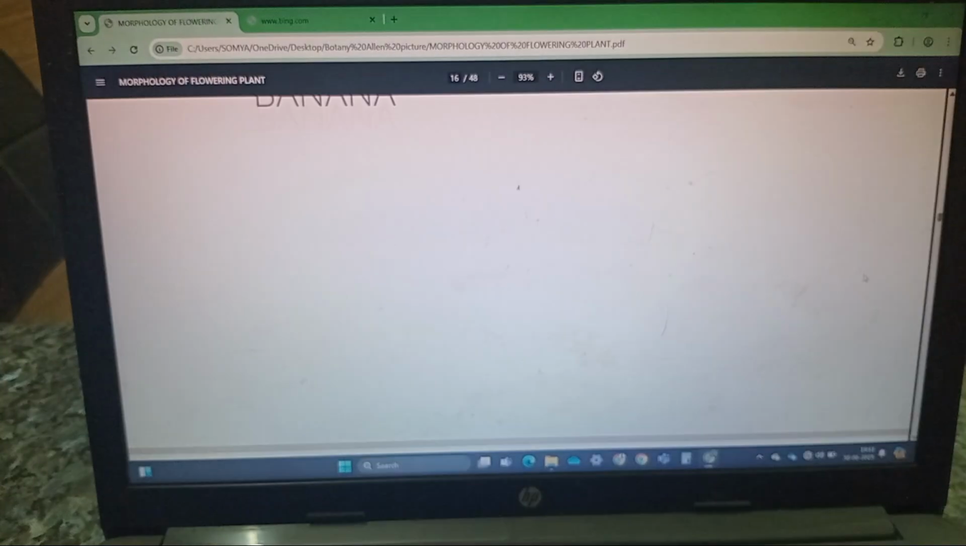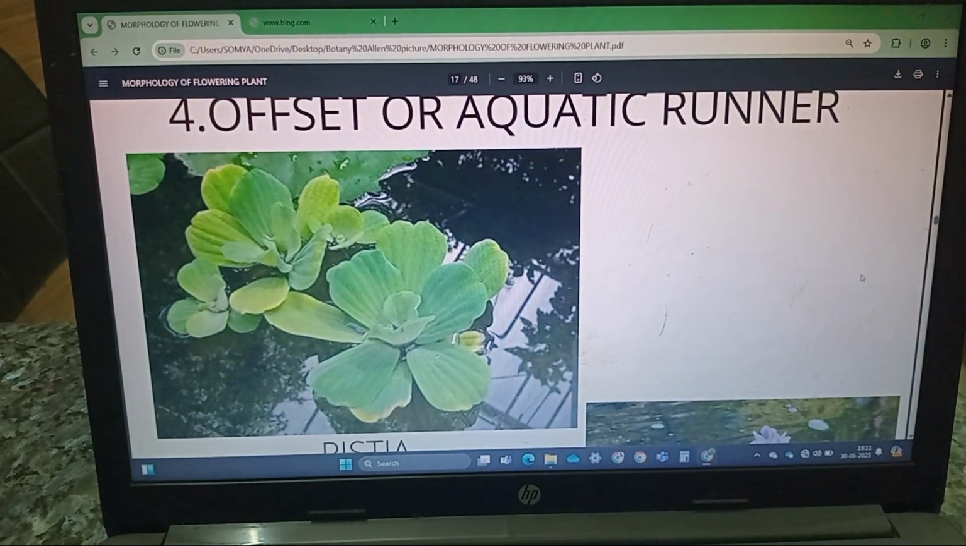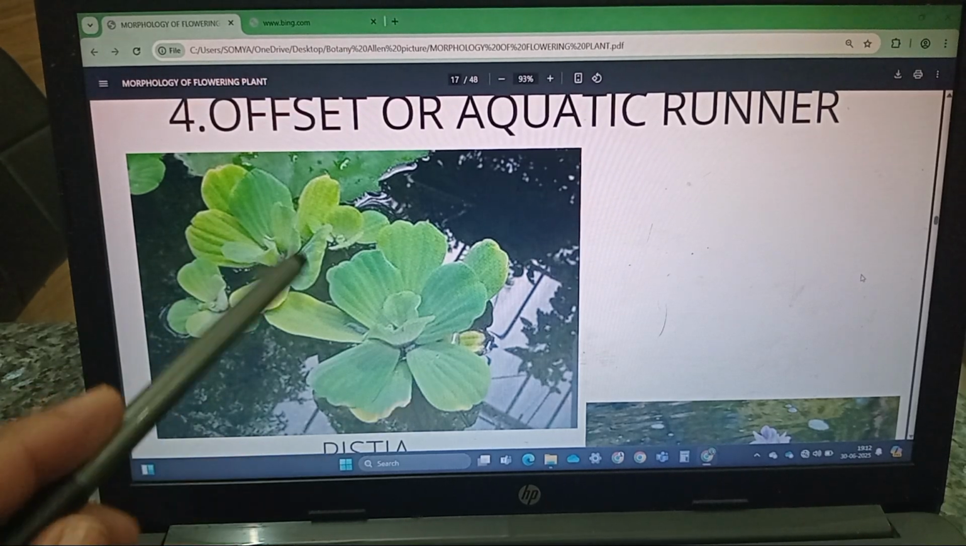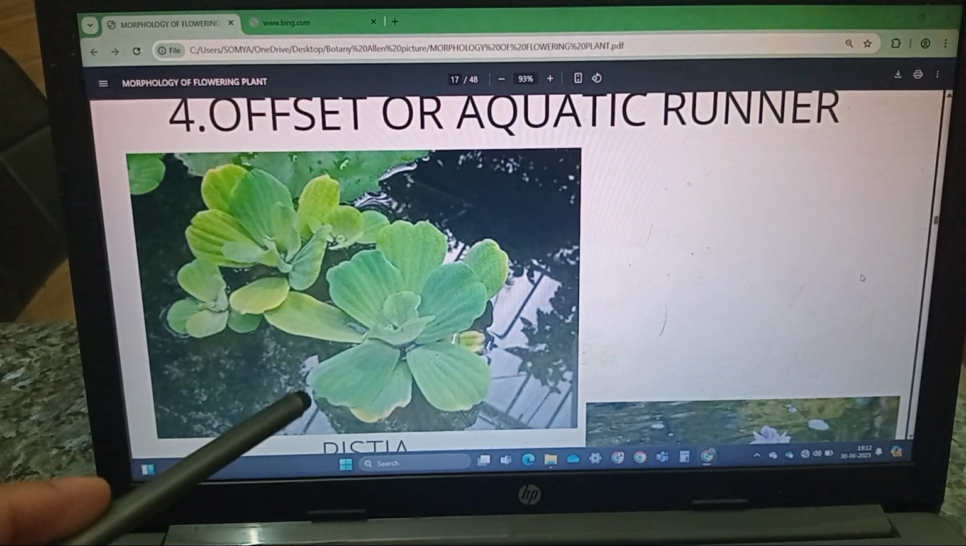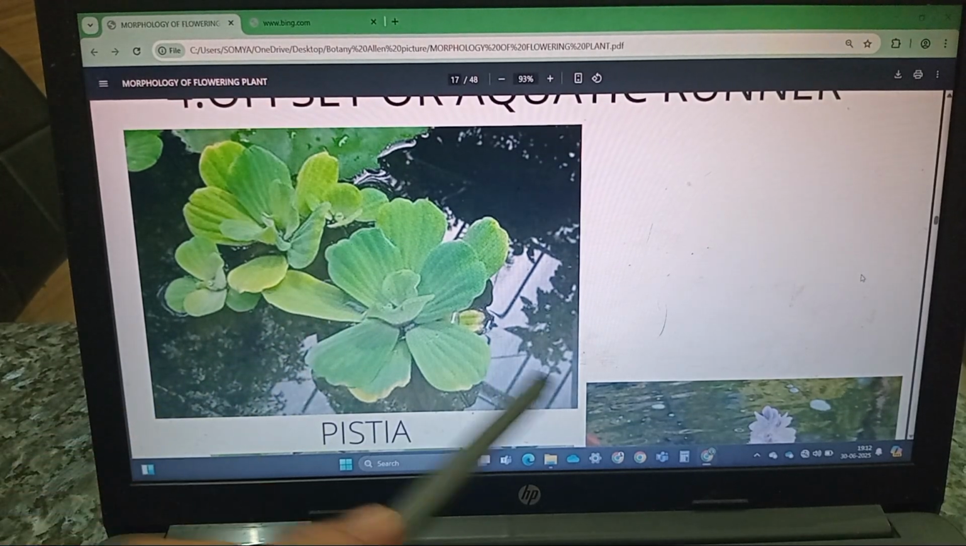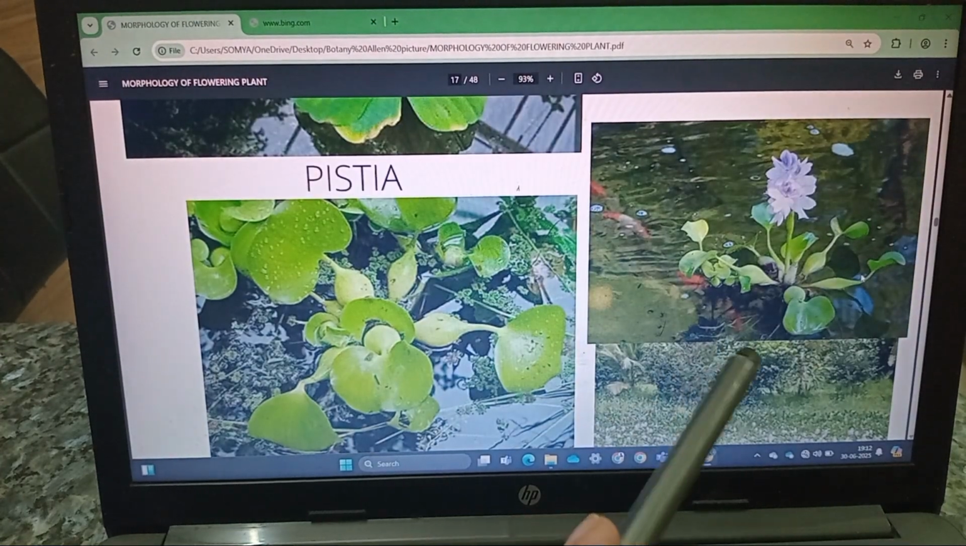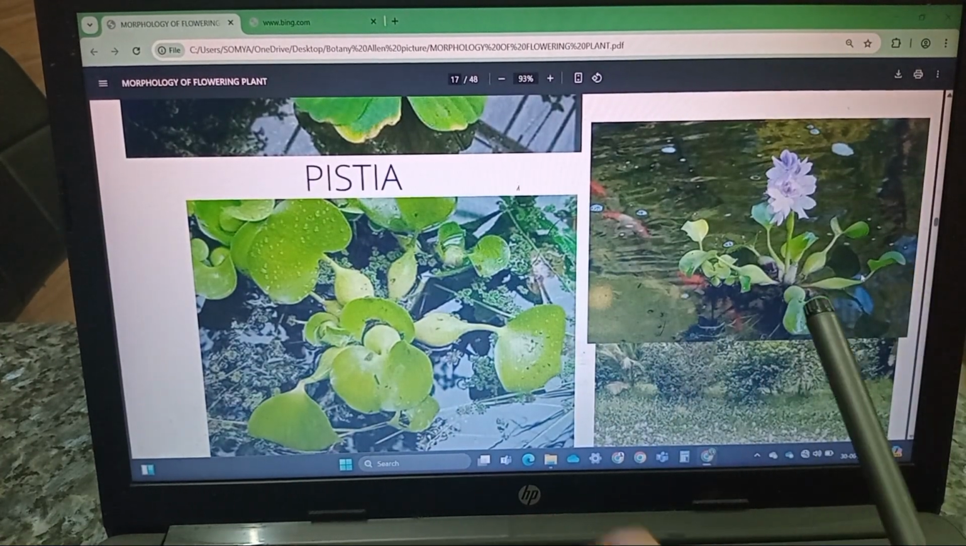Then this is the offset. The offset is also called the aquatic runner because it's same like the runner. There will be a tuft of roots underneath. This is an aquatic plant. This is the rosette of leaves. The examples include Pistia. This is Pistia and Eichhornia. The Eichhornia is also called the terror of Bengal.